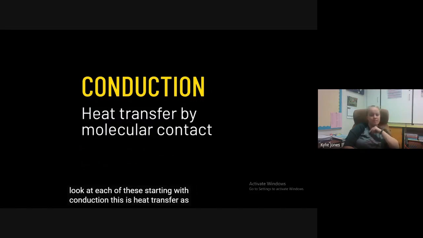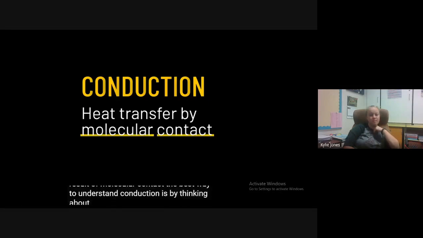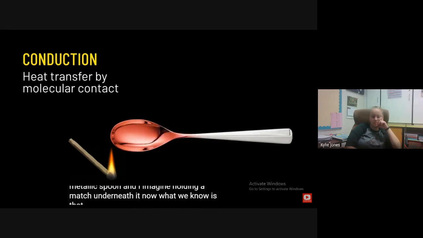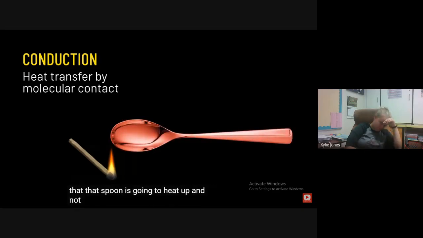This is heat transfer as a result of molecular contact. The best way to understand conduction is by thinking about an example. So here I have a metallic spoon, and I imagine holding a match underneath it. Now what we know is that that spoon is going to heat up, and not just the part of the spoon that's over the match, but rather the spoon as a whole. And the reason this happens is because of conduction. Energy from the flame is causing the molecules within the spoon to vibrate, and that's transferring energy from one to the next, to the next, to the next, until the entire spoon has warmed up. That heat has transferred throughout the entire material.